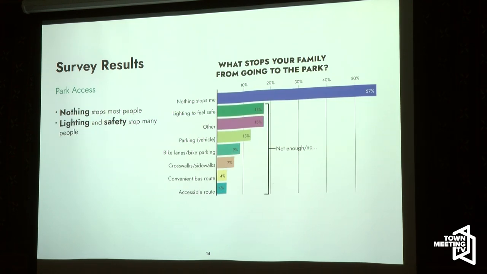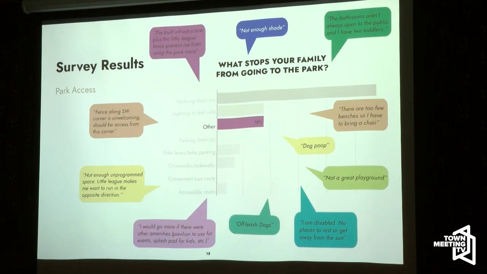Now, when asked what stops people from going to the park, most people say they don't have any barriers. They can go to the park whenever they want. But those who do feel like they have barriers don't feel safe. This is mostly due to night lighting. And this other category, we had a wide variety of responses here. They varied from there's too much dog poop and dogs are off leashes to there's too much infrastructure there to actually use the space. So that mostly pertains to the fences and some of the buildings. The playground's not in really great shape. There's too few benches. A lot of people said they have to bring their own chairs to actually sit down and rest.